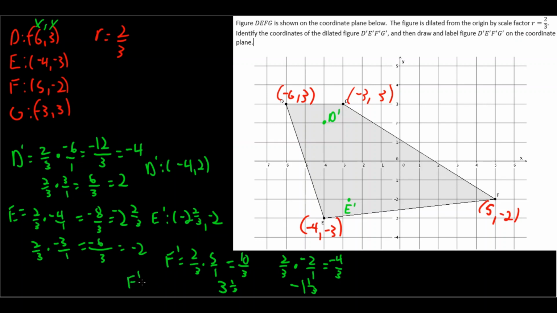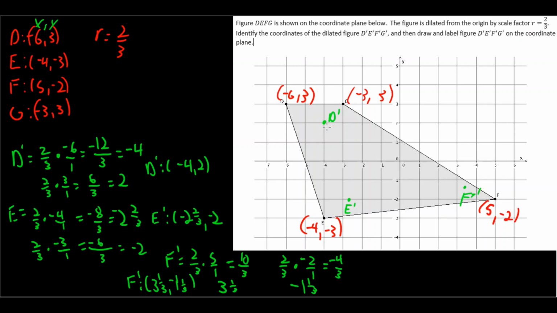So our F prime is going to be 3 1/3 and -1 1/3. Okay, so 3 1/3 is, yeah, right about here. Oh, we're over here. 3 1/3, right about here. -1 1/3. Yeah, it's right about there. And that's our F prime.